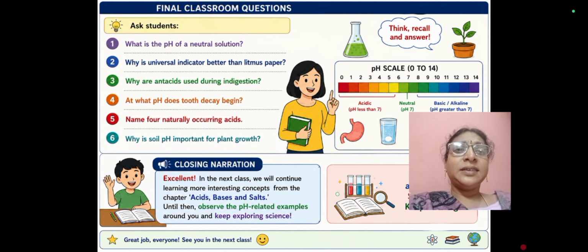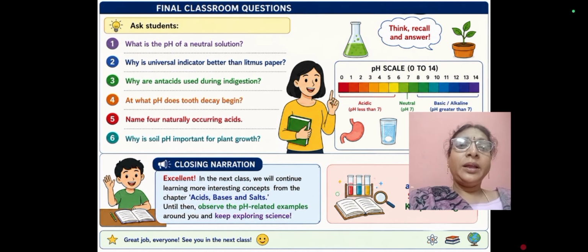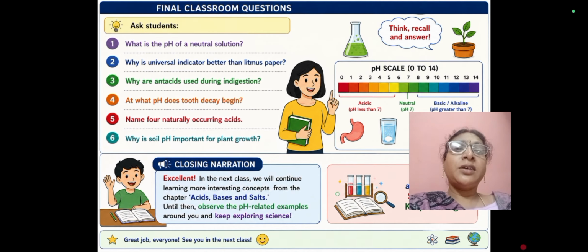In Acids, Bases and Salts, the subtopic is pH values, the importance of pH in our daily life. I hope that all of my dear children understand this topic.